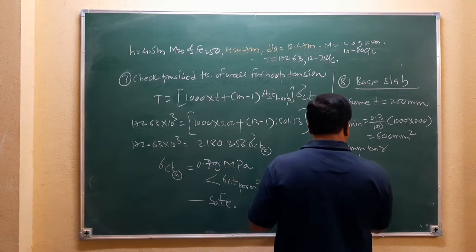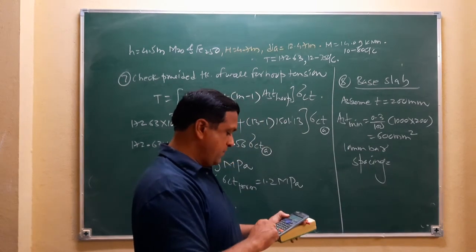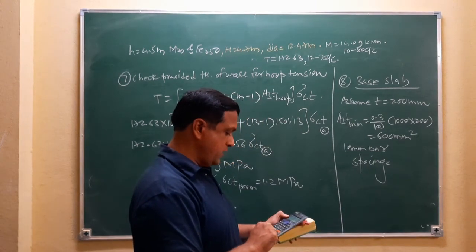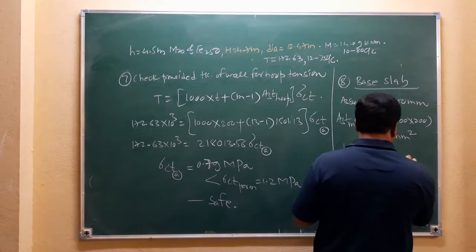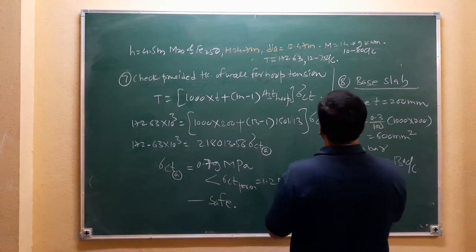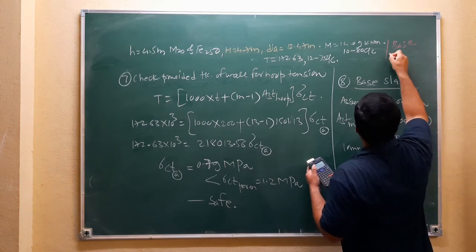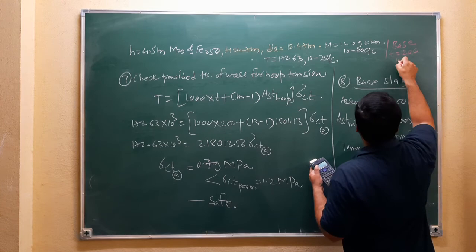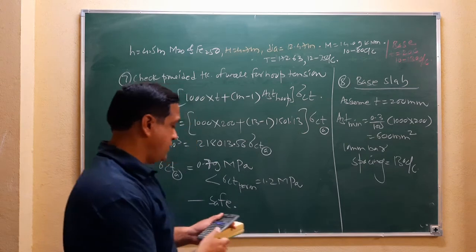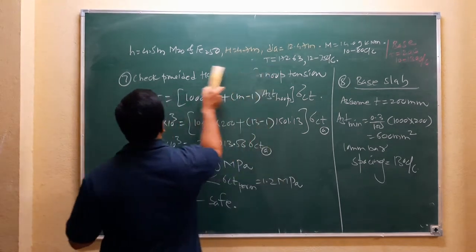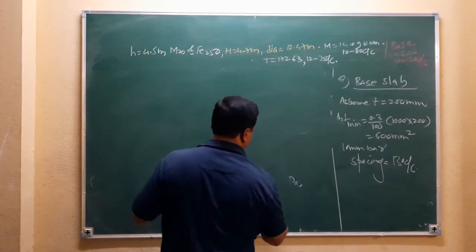Provided 10 mm bar. What is the spacing for that? So I will calculate pi by 4 into 10 into 10 into 1000 divided by 600. It is 130, 130 center. So design of base slab is thickness 200 and 10 mm steel 130 center. So this is the complete design of your rigid base water tank using IS code method.